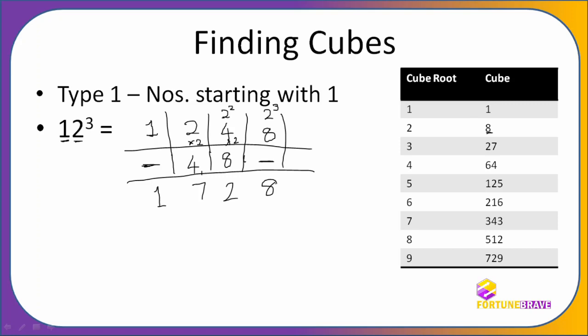So 8 will come here. 4 plus 8 will be 12. 1 is going as carry. It has gone as carry here to the next column. And 2 will come here. And 2 plus 4 plus 1 is 7. So 1728 is your 12 cube.